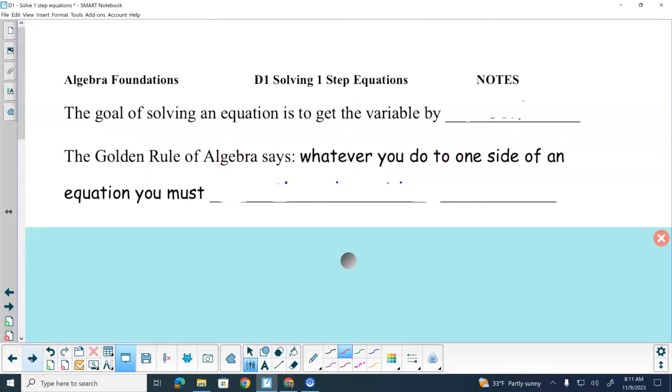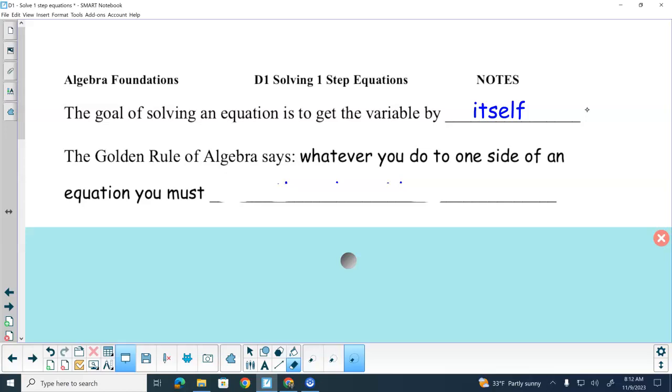Let's start filling in some words. The goal of solving an equation is to get the variable alone. Yeah, that's a good word. Or by itself, same thing. Get the variable alone, or get the variable all by itself. Typically in math, we use x as our favorite variable. So we would want to get our equation to be x equals some number, or some number equals x, is what we're looking for.